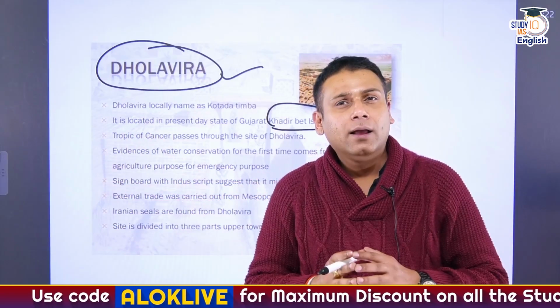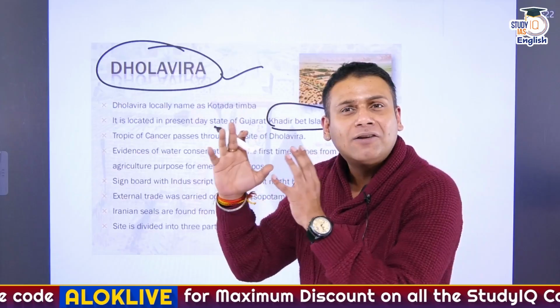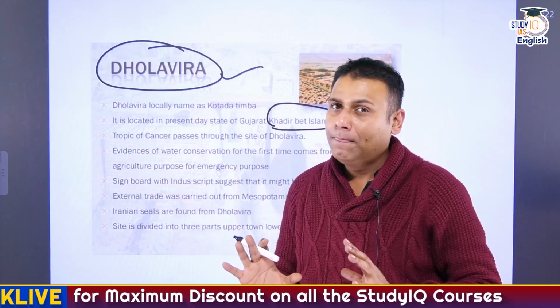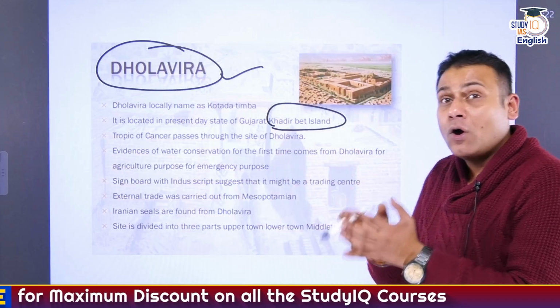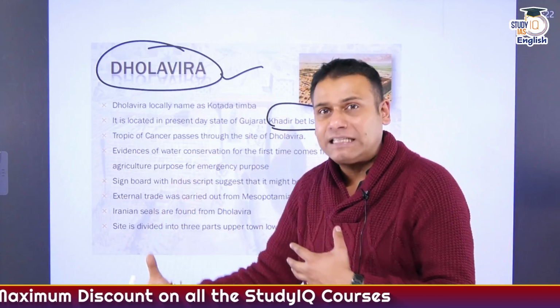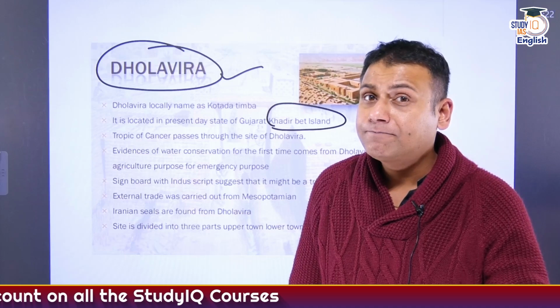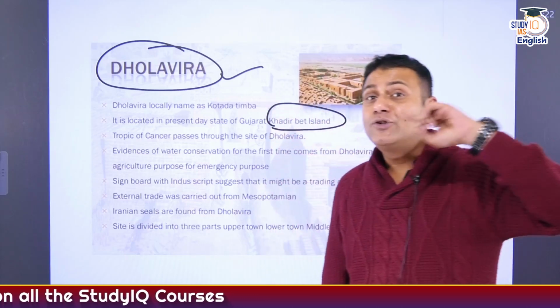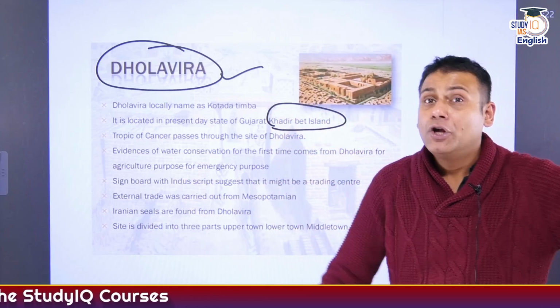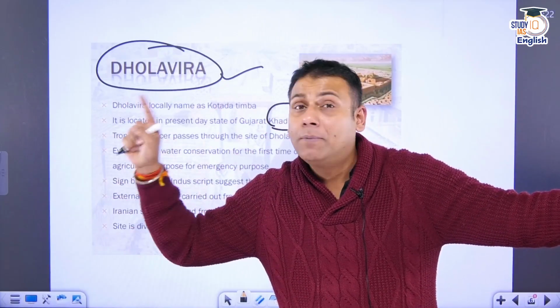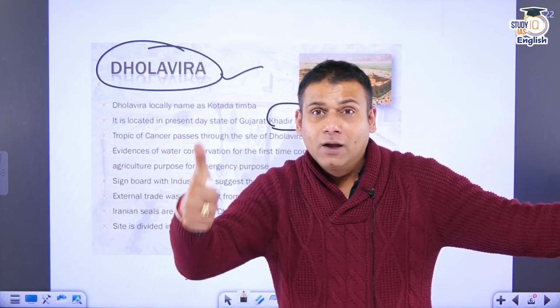Another key finding: small water cisterns have been observed at the site of Dholavira. So what do these water tanks or water cisterns suggest? They simply suggest one thing. And what is that? This water might be stored either for emergency purposes, or these people might have practiced irrigation for agricultural purposes. Got it, guys?